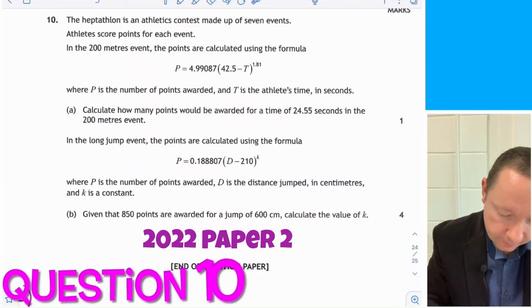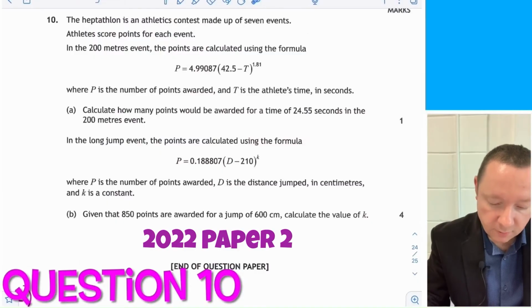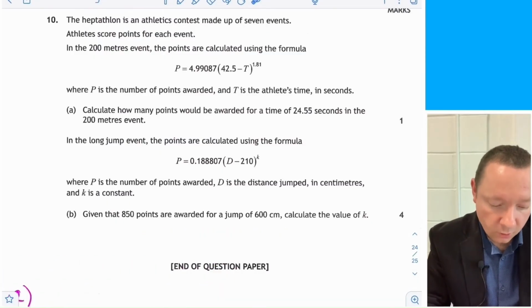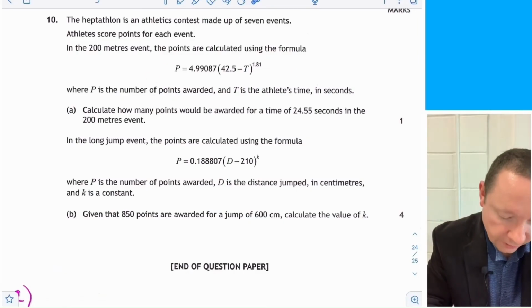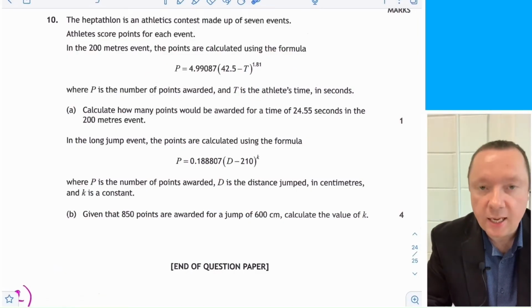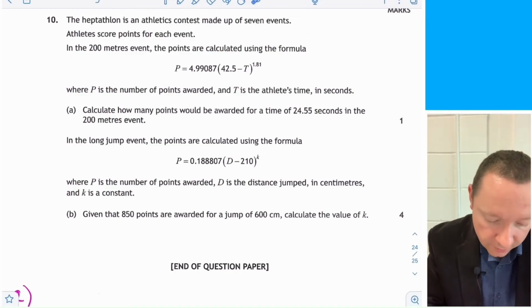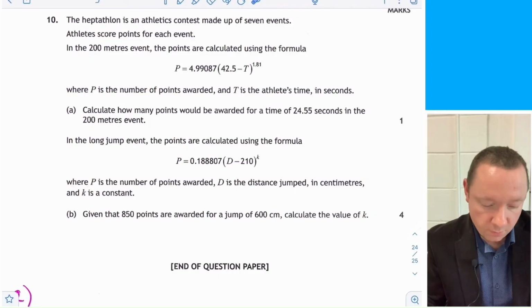Question 10. The heptathlon was an athletics contest made of 7 events. Athletes score points for each event. In the 200 metres event, points are calculated using this formula, where P is the number of points and T is the athlete's time in seconds. Calculate how many points are awarded for a time of 24.55 seconds in the 200 metres event.